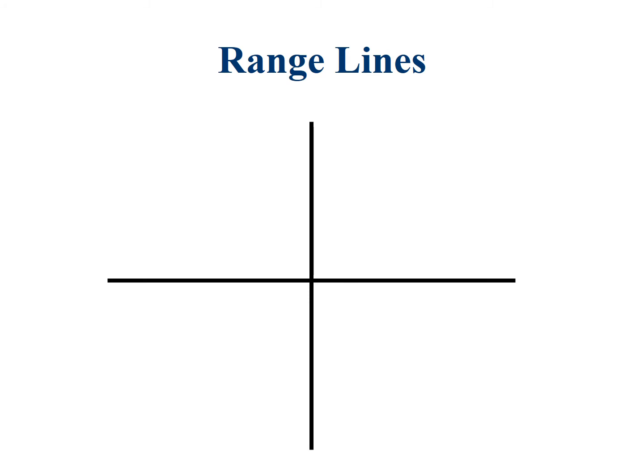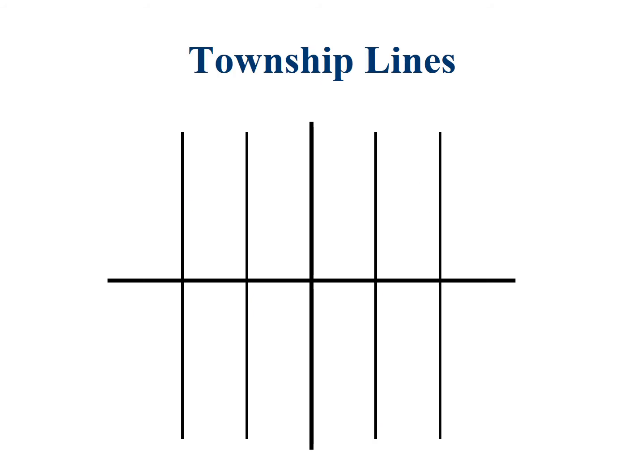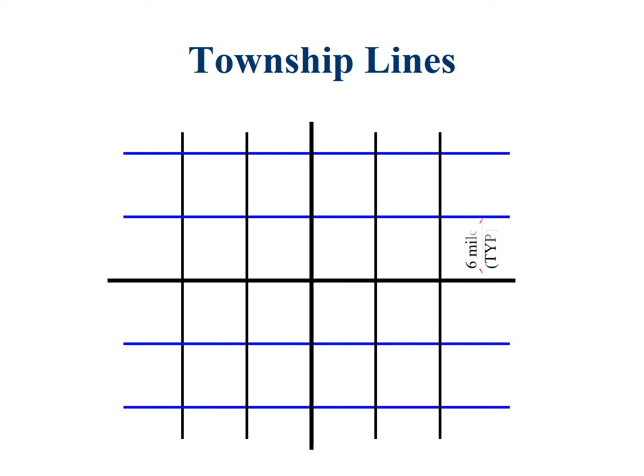Originating from each intersection of a principal meridian and its baseline, the land is divided into small areas with range lines which run north-south and are spaced 6 miles apart. Township lines run east-west and are also spaced at 6 miles. The resulting 6-mile by 6-mile squares are called townships.